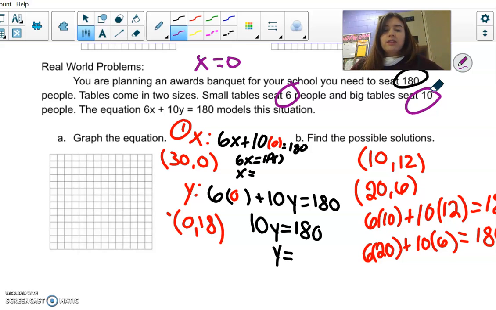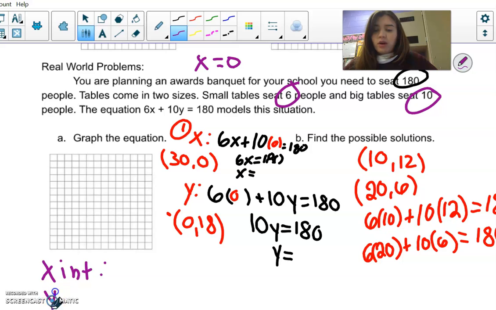Okay, so this tells us 6 people sit at so many small tables. 10 people sit at some number of big tables. And that combination equals up to 180 people. So they want us to graph. So when they ask you to graph in standard form, you're always going to think, what's my x-intercept? What's my y-intercept?